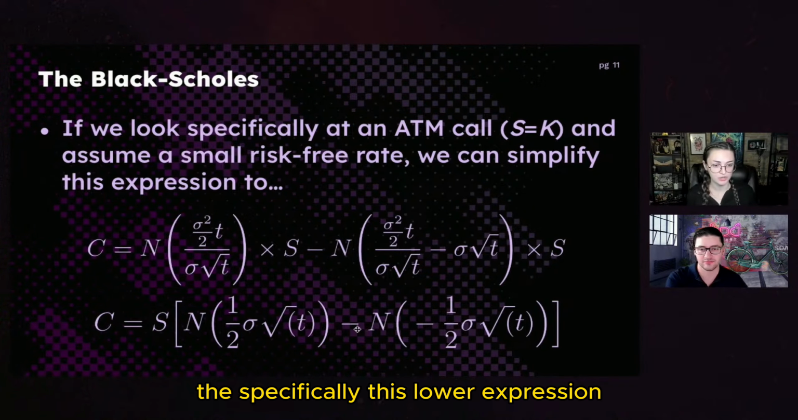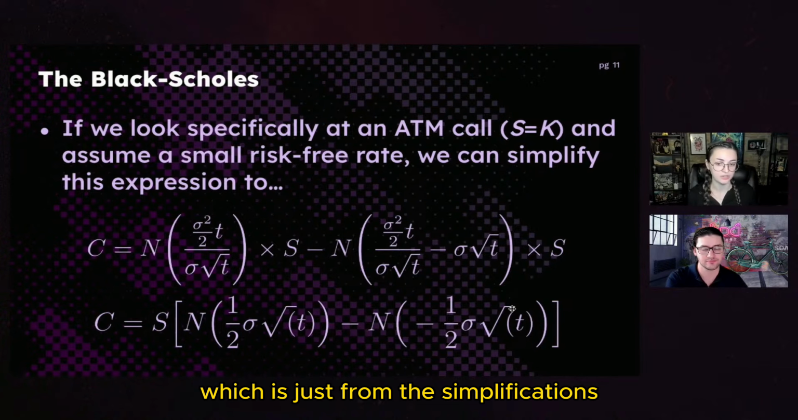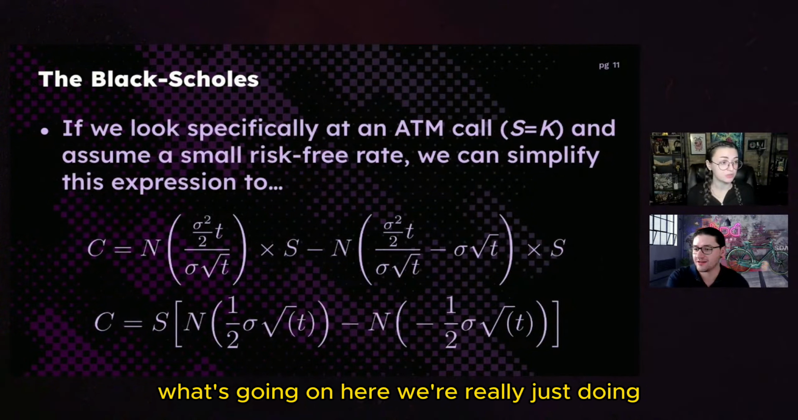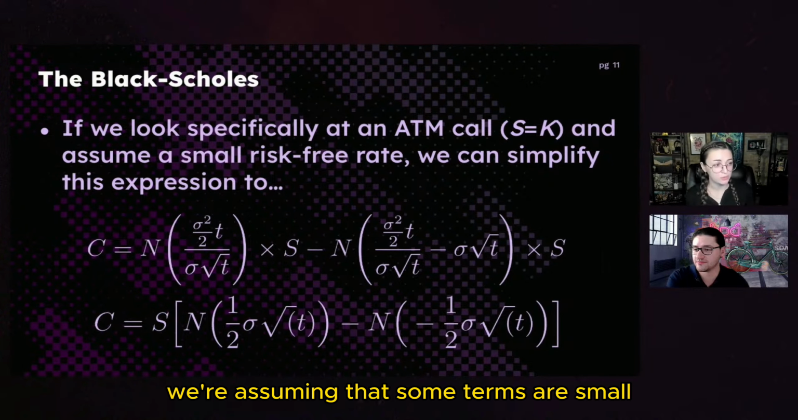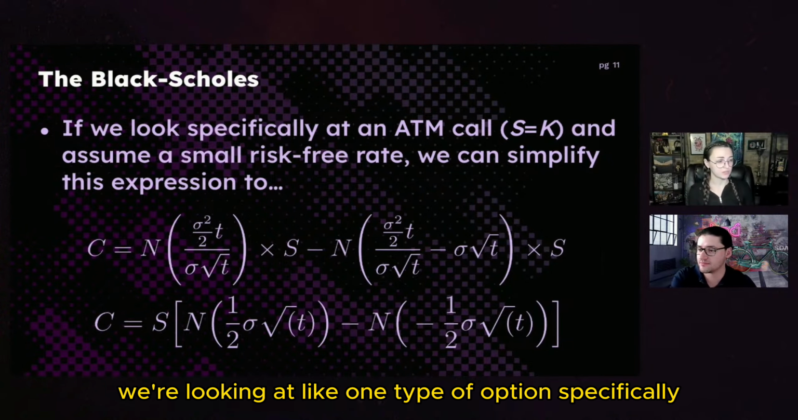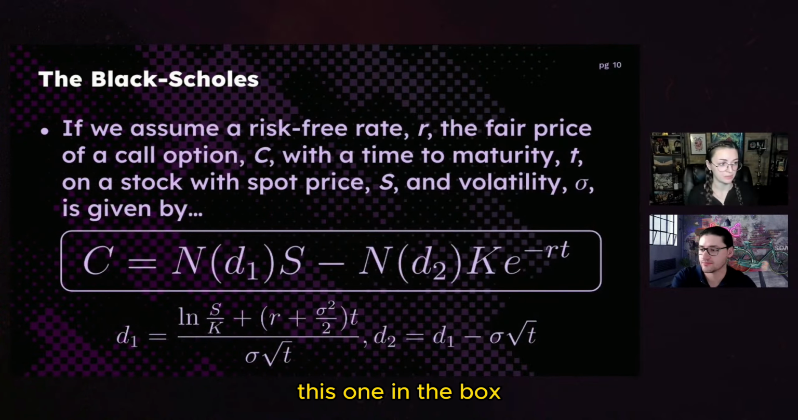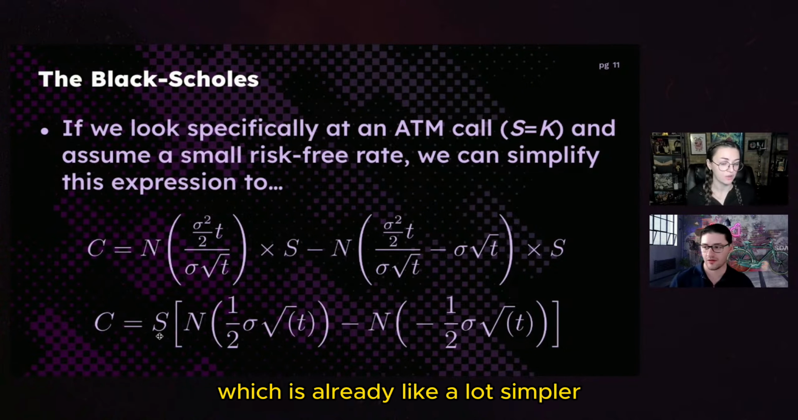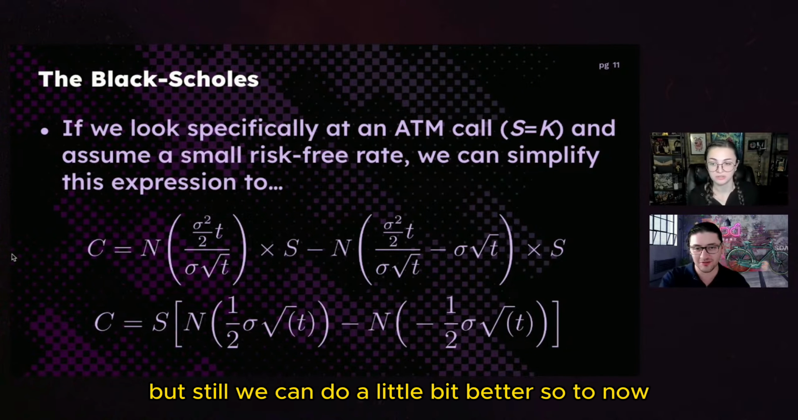Specifically this lower expression, which is just from those simplifications. Does that make sense? What's going on here? We're really just assuming that some terms are small, which is a fairly good assumption to make. We're looking at one type of option specifically. And then from this equation, this one in the box, we can reduce it down to this lower form, which is already a lot simpler. But still, we can do a little bit better.